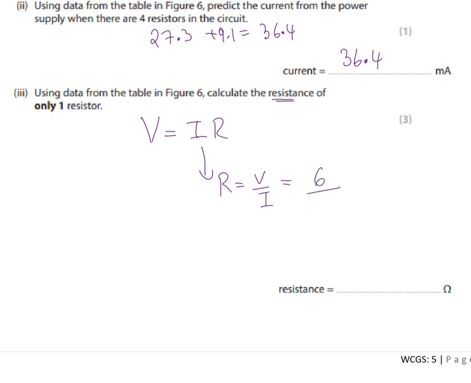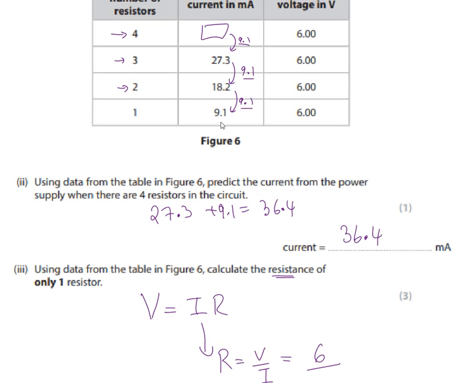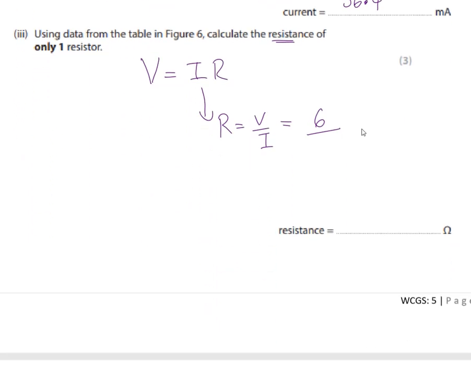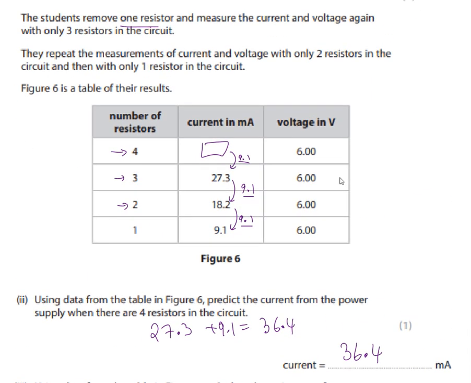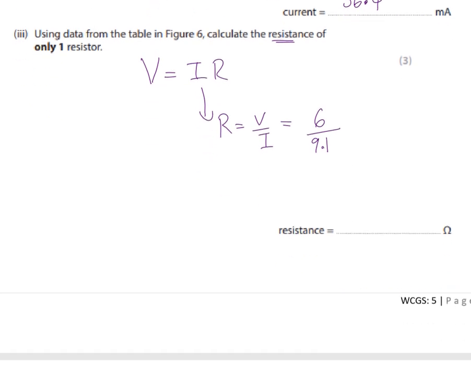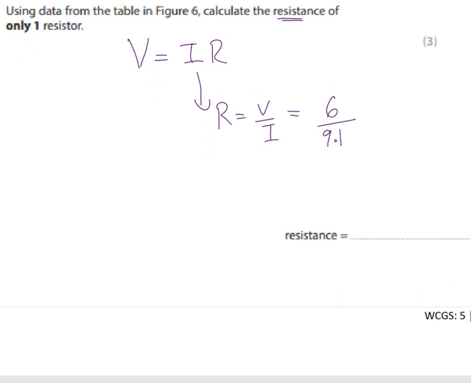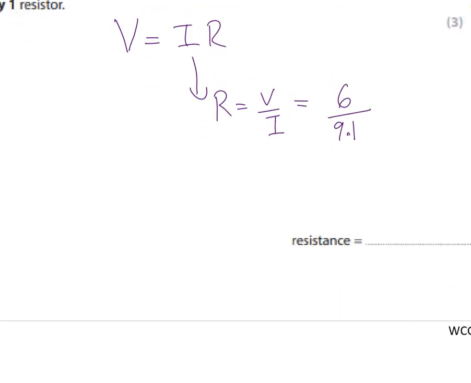V for one resistor, we know the voltage is just 6, and the current is 0.1. Now we need to be careful there, because look at the unit. The unit is milliamps. Therefore, we need to turn this into amps. I'm going to use a different color pen here so you know that we are converting it, times 10 to the power of -3. And then we plug into our calculator.